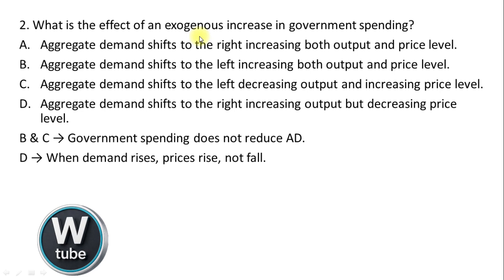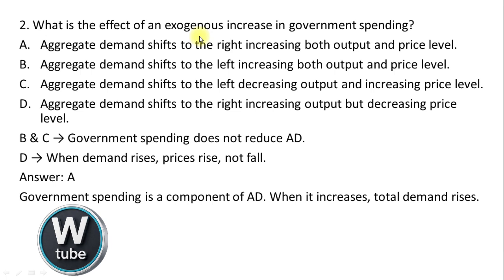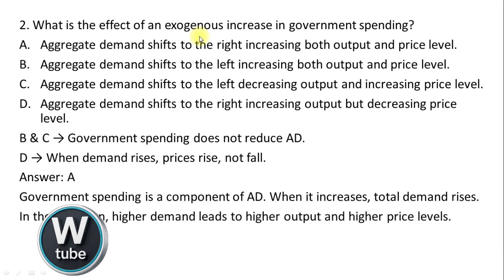So, A, aggregate demand shifts to the right, increasing both output and the price level, when there is an exogenous increase in government spending. Government spending is a component of aggregate demand. When government spending increases, total demand rises. In the short run, higher demand leads to higher output and higher price levels. So, again, the answer for question number 2 is A.